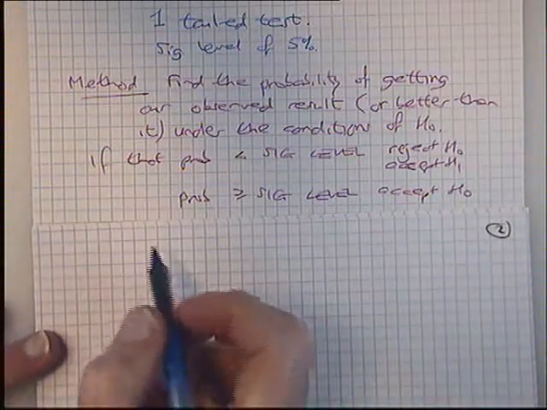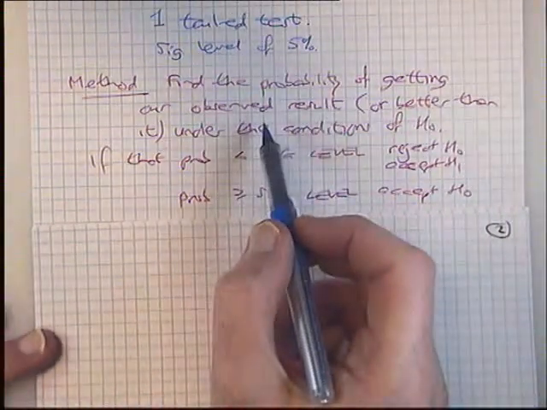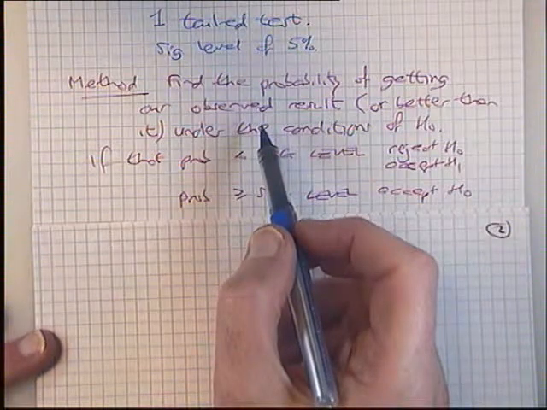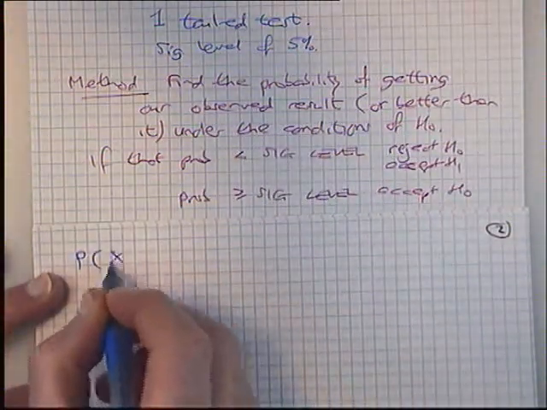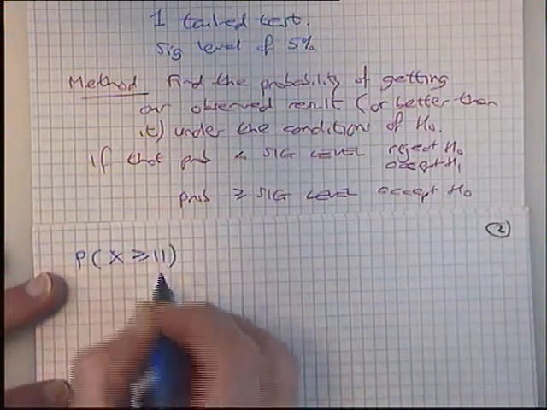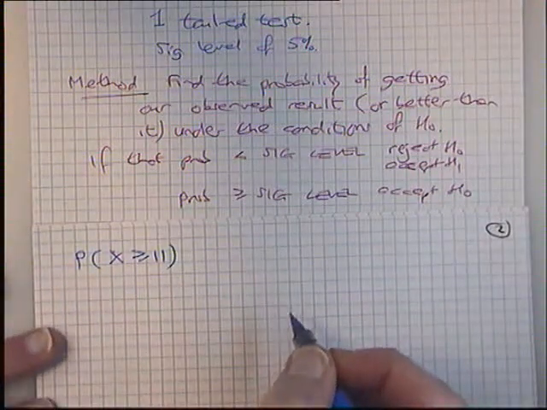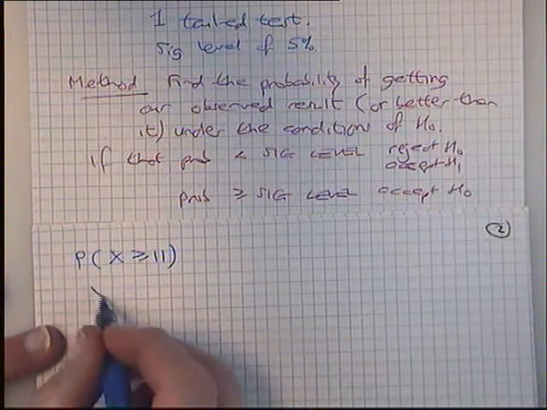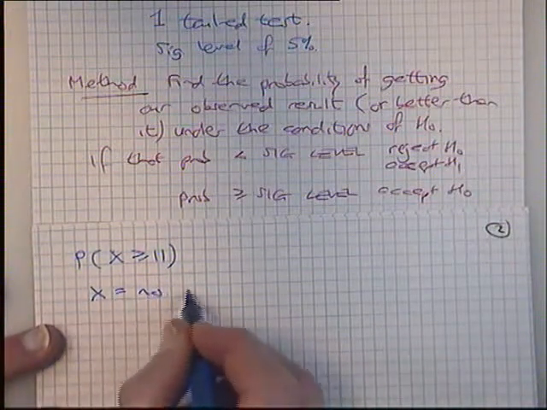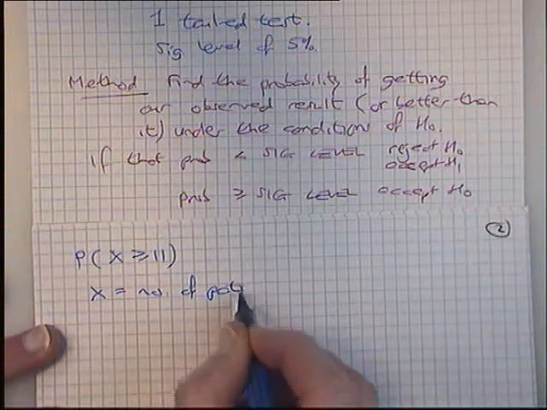So what we've got to work out then is the probability of getting our observed result, which was 11, or better than that, so 11 or more. We want the probability of getting 11 or more. Now, if I'm writing this down, I really ought to have stated somewhere already what x actually is. So x is the number of patients cured.